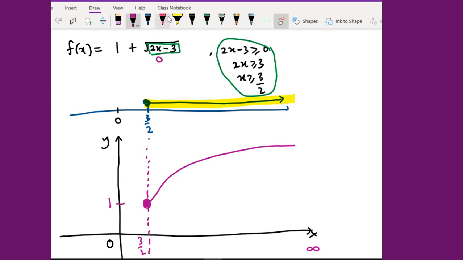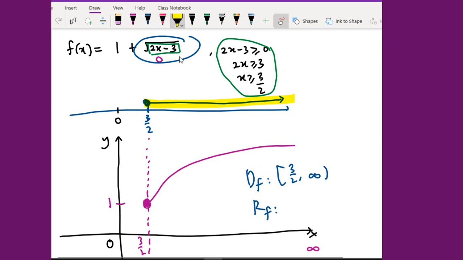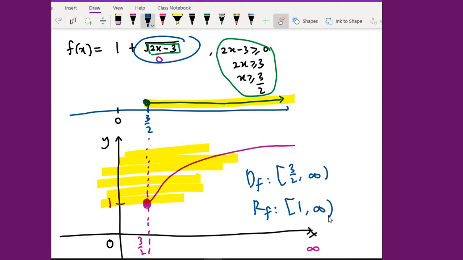The original graph is shifted up by 1 because of the plus 1. So the domain of f is from 3 over 2 to infinity included, and for the range of f, there is no graph below this point 1. The range starts from 1 to infinity. That's it for this example.